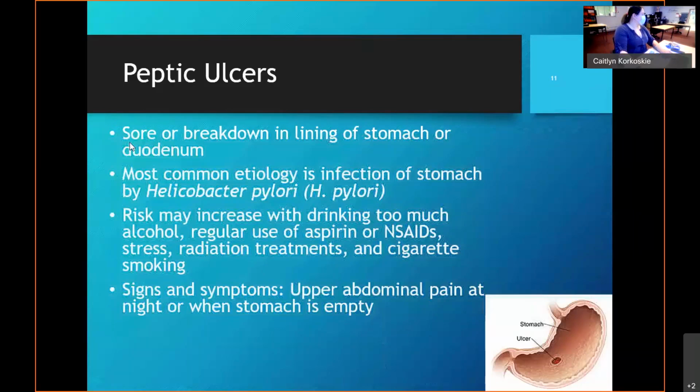Common in everyone, or is it more? I mean, anyone can get it. It is a pretty common thing that does happen. But, I mean, it's easily treated.